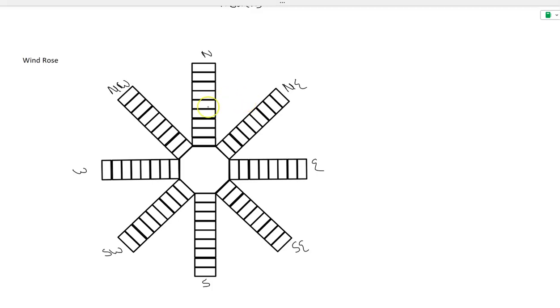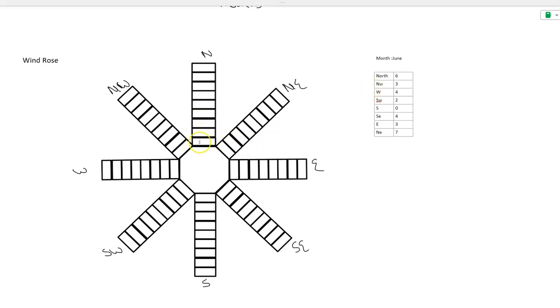Now let's look at the information that we're supposed to plot down. So here we have the information. We have north is 6, northwest is 3, west is 4, and so forth, and we need to plot that into our windrows. So for 6 days it blew north. So now we need to fill it in north. We're going to use a light blue color.